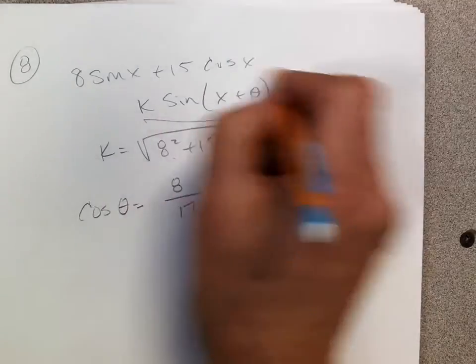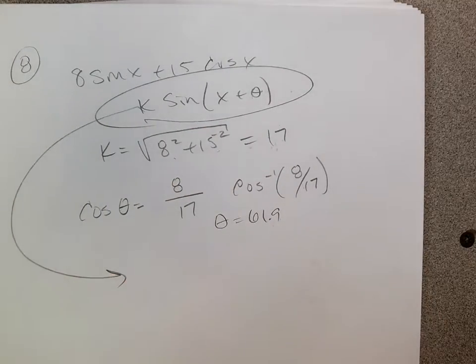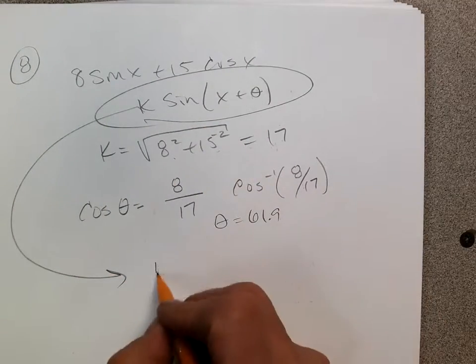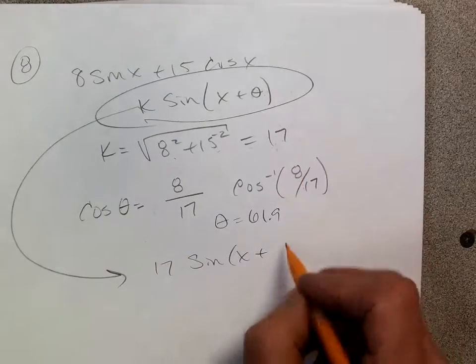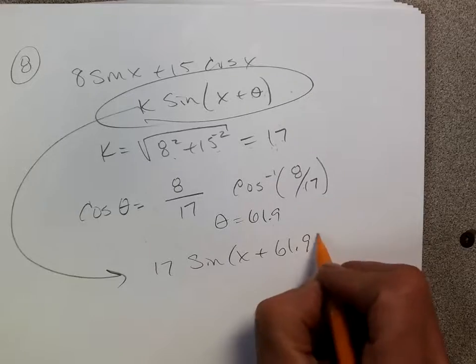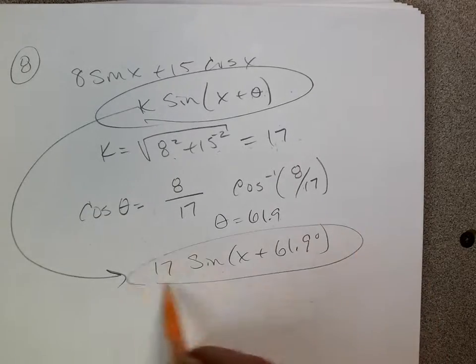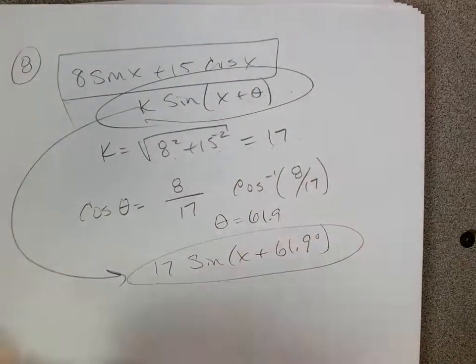So let's rewrite it in this form. k, which is 17, sine of x plus theta, which is 61.9 degrees. That is equivalent to our original statement. That is number 8.